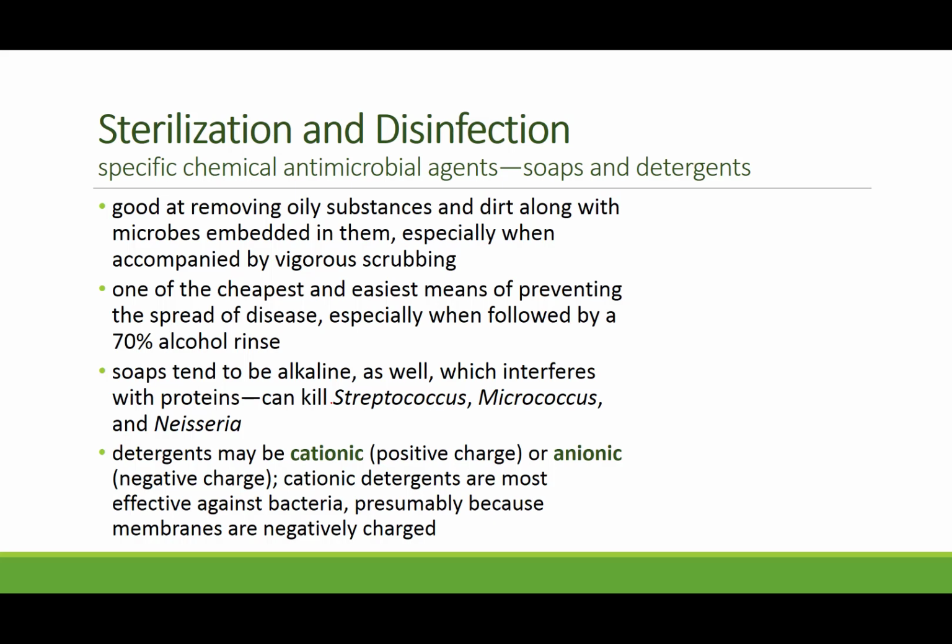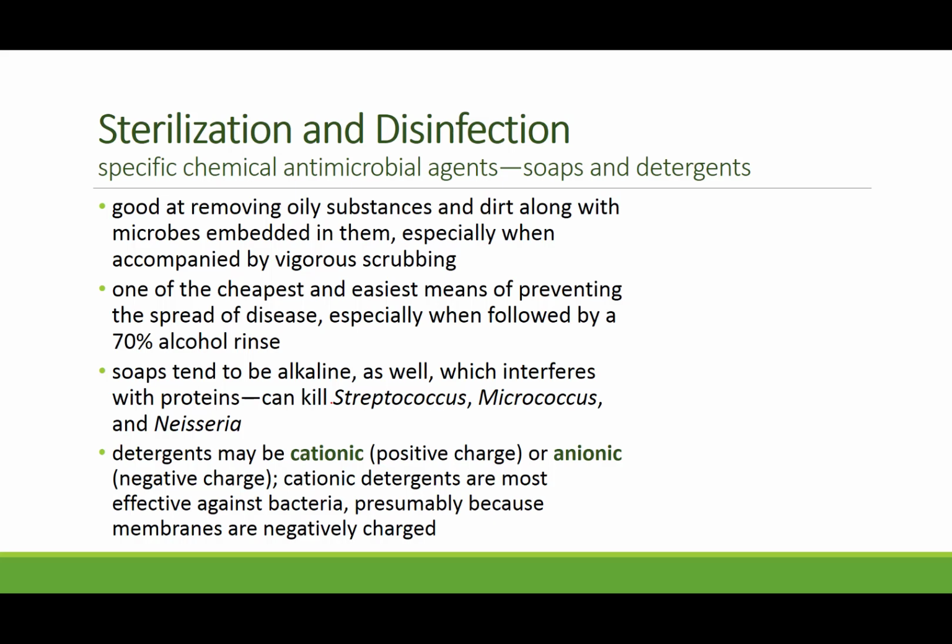Well, soaps and detergents are one of them, and they are really good at removing oily substances and dirt because of their surfactant capacities, especially when they're accompanied by vigorous scrubbing. And as Lister showed early on, this is the cheapest and easiest means of preventing the spread of disease. So this is where Lister was busy trying to get all those doctors to wash their hands between doing autopsies and going and helping the women to deliver.